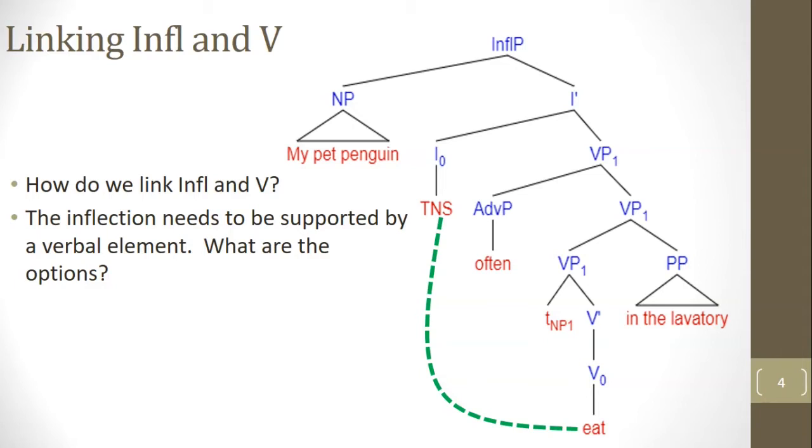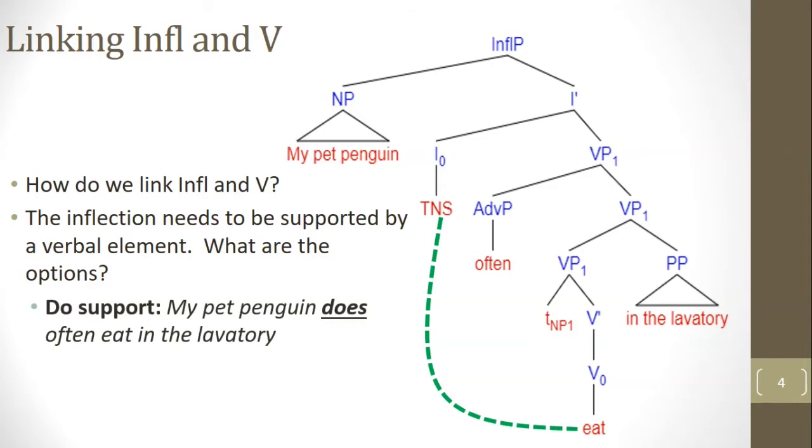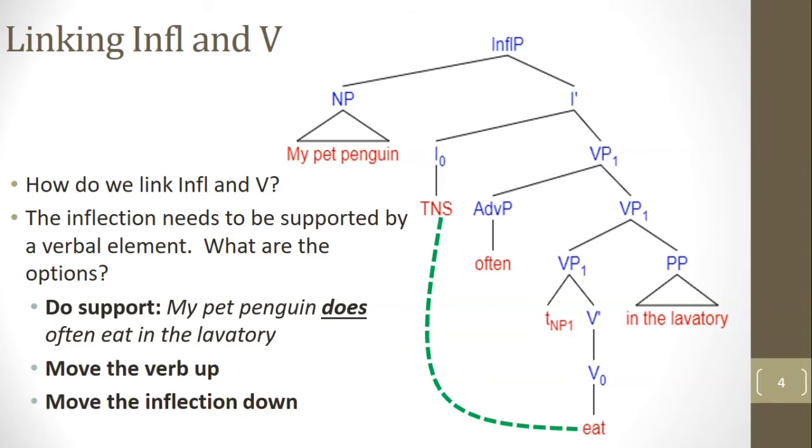It seems that the inflection needs to be supported by a verbal element in some way, so what are the possible options? The first option is to try do support. So we might take an auxiliary, modal, or just do and merge it into the head of the inflection node, yielding something like "my pet penguin does often eat in the lavatory." Another option, if we don't have an auxiliary, modal, or do in our enumeration, would be to move the verb upwards, alternatively to move the inflection downwards. And that is what we're going to be exploring in the following lecture.